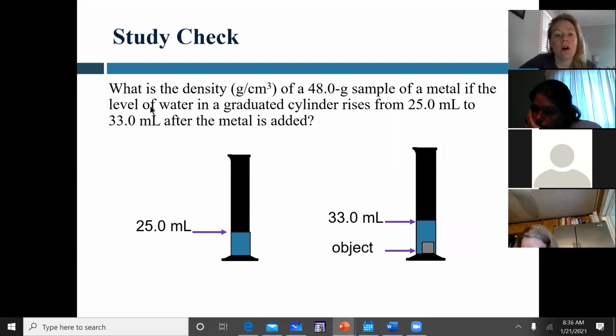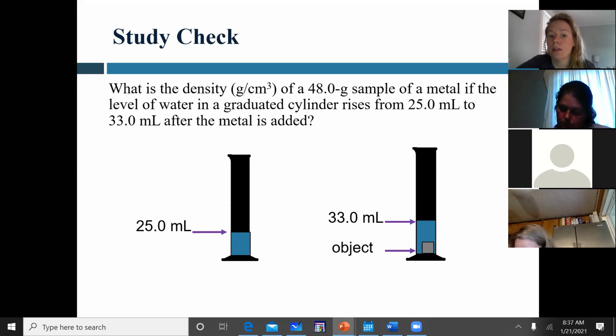So go ahead and solve the density for this one. This says, what is the density in grams per centimeter cubed of a 48.0 gram sample of metal, if the level of water in a graduated cylinder rises from 25 milliliters to 33 milliliters after the metal is added? I'll give you all 2 to 3 minutes for that one.